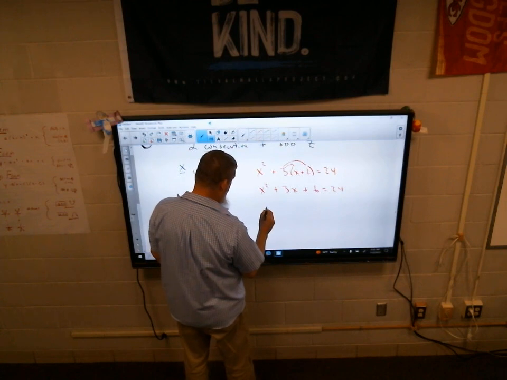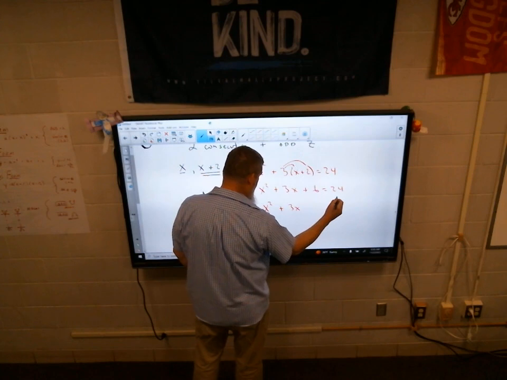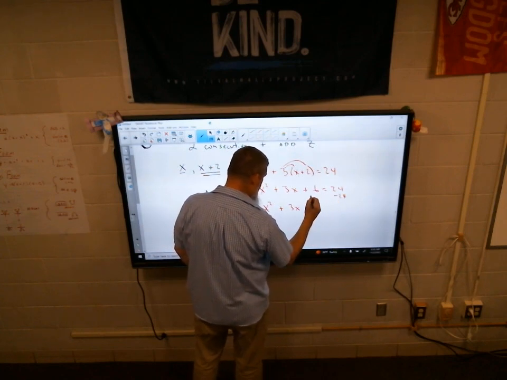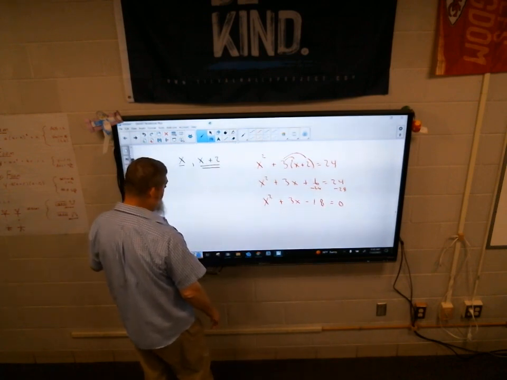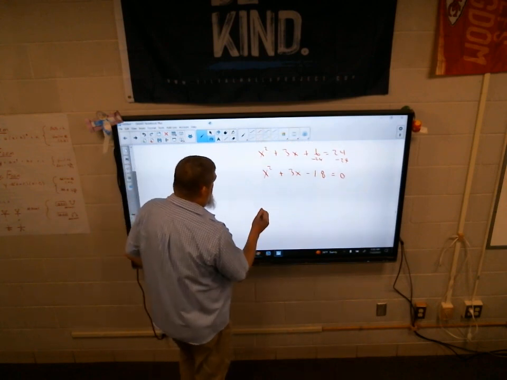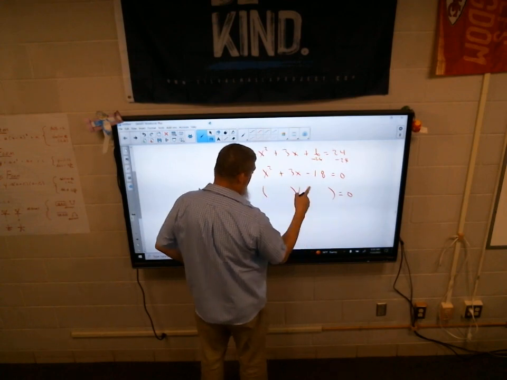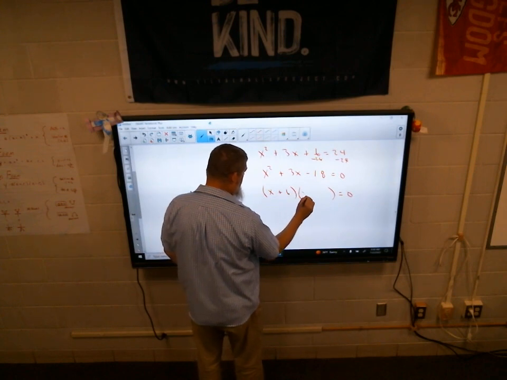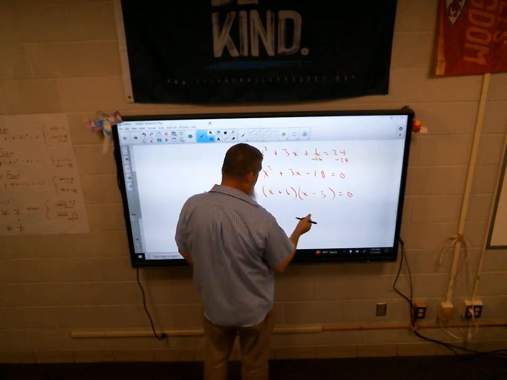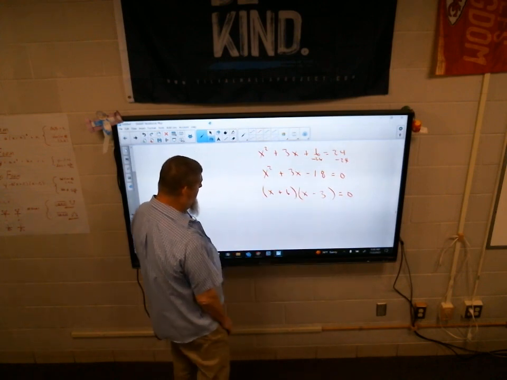All right, and then x squared plus 3x. If I subtract 24 from both sides, I get minus 18 equals 0. And hopefully we can see that that's going to factor and solve really easily. Okay, I write out my factors. I know that 6 times 3 is 18, so I'm going to have x plus 6 and x minus 3. 6 times negative 3 is negative 18. 6 plus a negative 3 is positive 3.